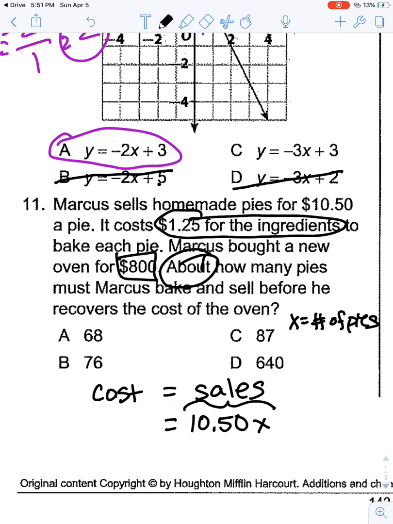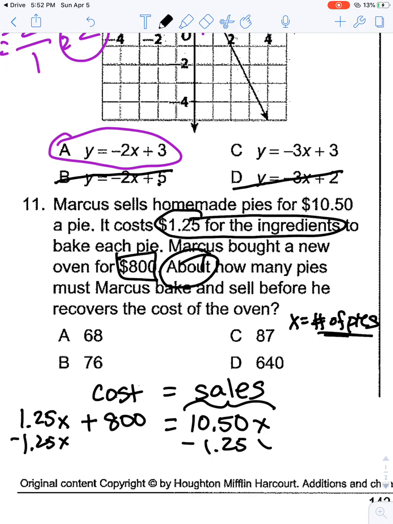All right, so we can set that up as two different costs. The first one is $1.25 times X, or the number of pies, plus $800. Now all we have to do is solve for X to find the number of pies. Let's just subtract $1.25x from both sides. That's going to give us 9.25x is equal to 800.